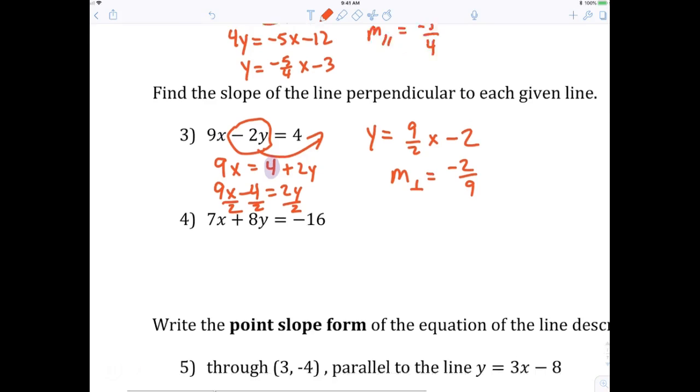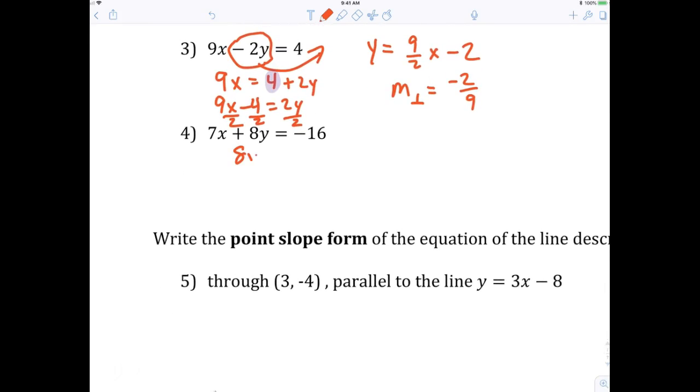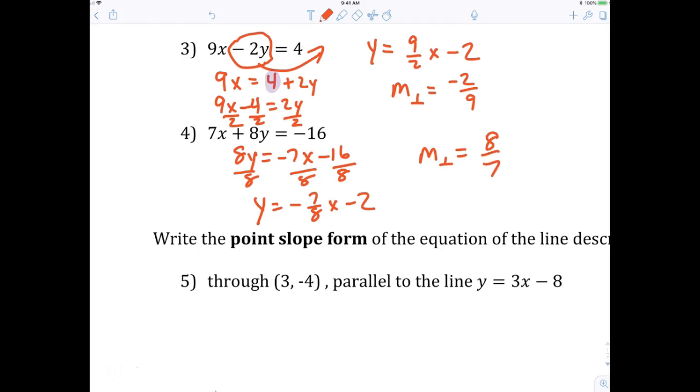All right, first thing you're doing, 8y equals negative 7x minus 16. You okay with that, Alex? Divide by 8. So when you divide by 8, good job. That's exactly correct. So now I need the slope of the perpendicular. The slope of the perpendicular would be? 8 over 7.